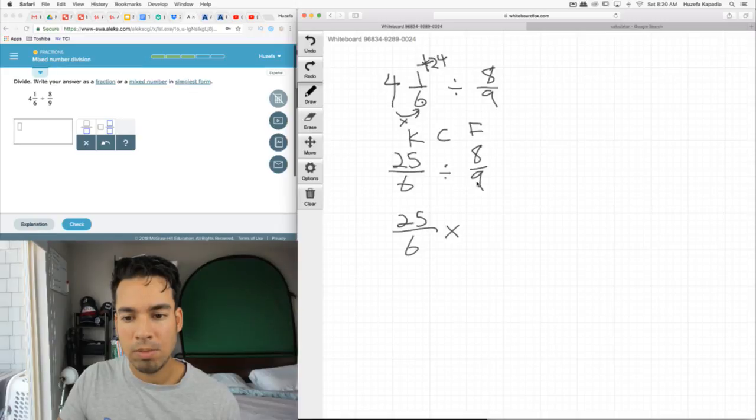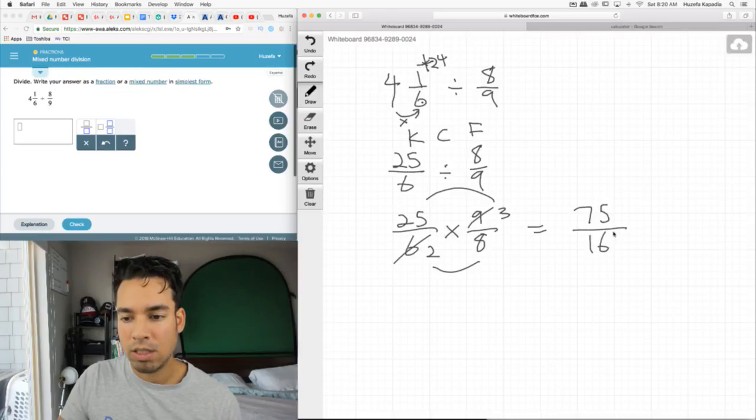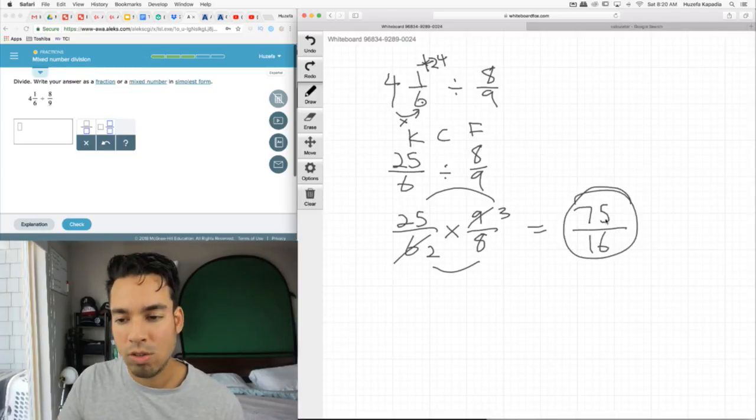25/6 times, flip that to 9/8. We can cross simplify here, divide both by 3, that becomes 3 and that becomes 2. Multiply across, and we've got 75/16. But now we need to turn this into a mixed number.